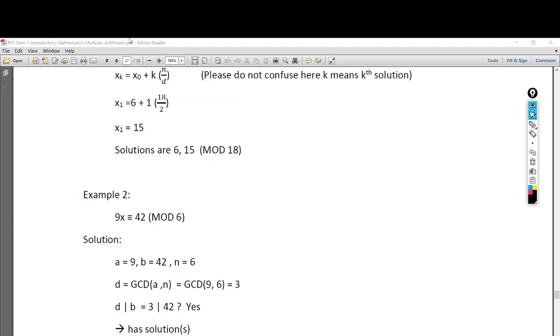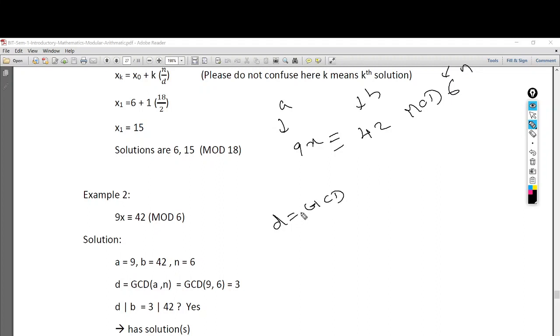9x is congruent to 42 mod 6. Originally a is 9, b is 42, n is 6. The first thing we want to do is find the GCD of a and n, that is 9 and 6. The biggest number that divides both these numbers is 3, because 6 is divisible by 3 and 9 is divisible by 3. Now we are done with d.